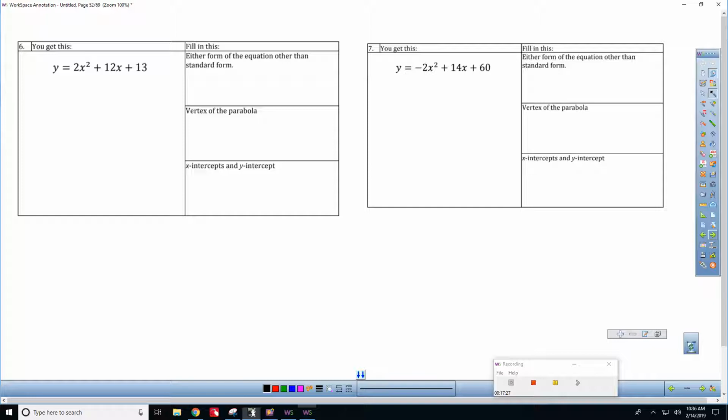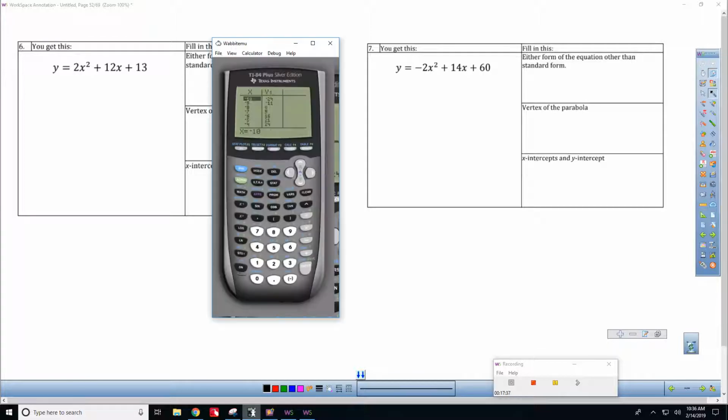Either form of the equation. We're going to stick with vertex. See what we can find here. This is going to be tough. Y equals, clear, 2 x squared plus 12x plus 13. Graph.